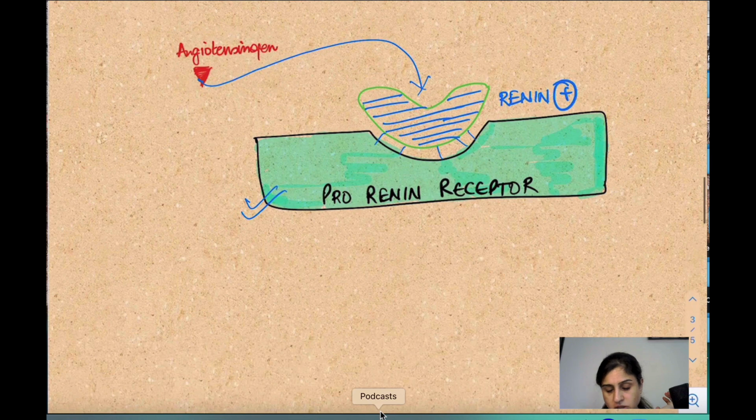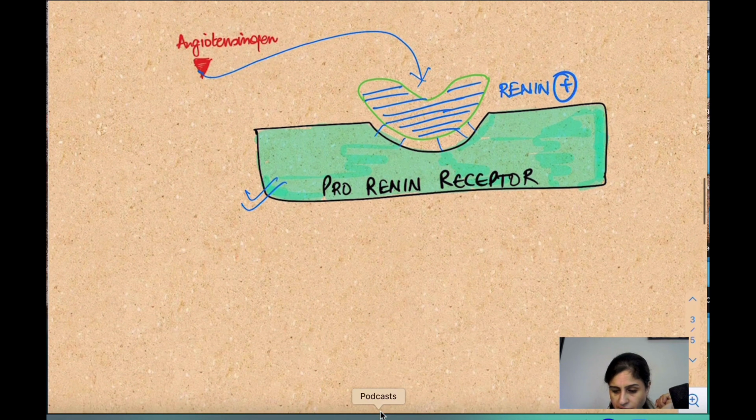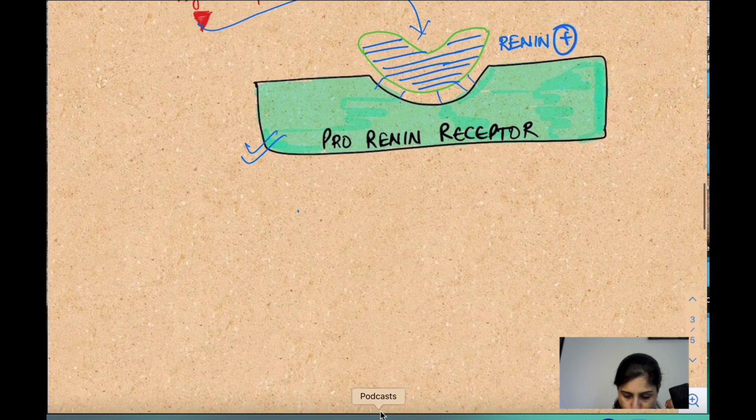When they bind to the angiotensinogen, they will produce certain effects, which I'll be covering in a while. And what is another important thing about prorenin that we should know.